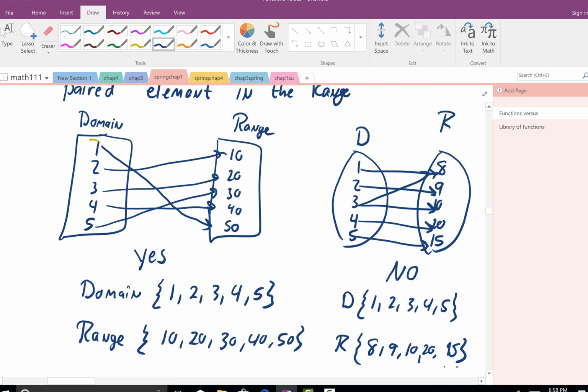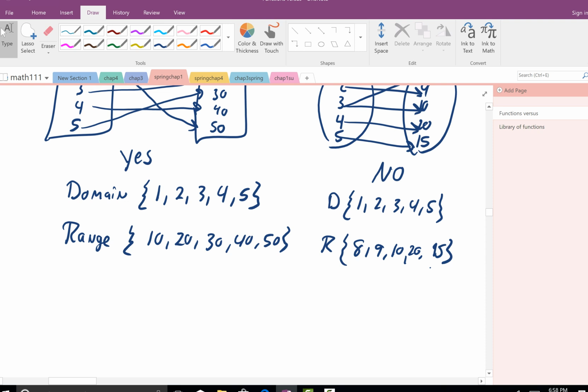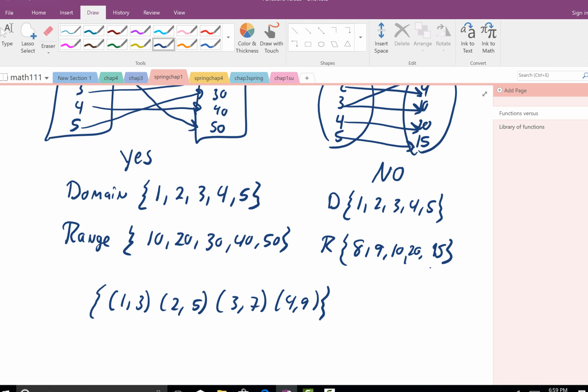Oh, they might do this too. This is pretty common. They give you the little fuzzy brackets, I call them, little curlicues, and they'll go like this: 1, 3, 2, 5, 3, 7, 4, 9. And they want to know, is that a function or not? So you've got to look at it. There's no boxes. What do you think? Yes. 1, 2, 3, 4, we're all matched up to one number, so we're good. So yes, this is a function.